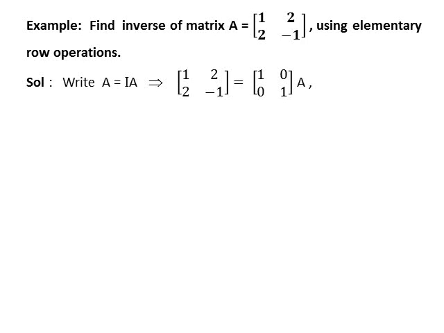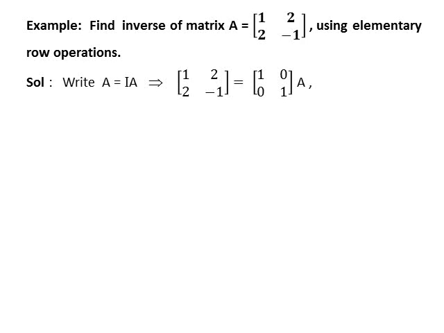Now, we apply same elementary row operations on matrix A of left hand side and pre-multiplier matrix I of right hand side. As we have to reduce the left hand side matrix A equal to identity matrix, so we apply such operations on left hand side matrix A, so it becomes an identity matrix, and same operations we apply on matrix I of right hand side.